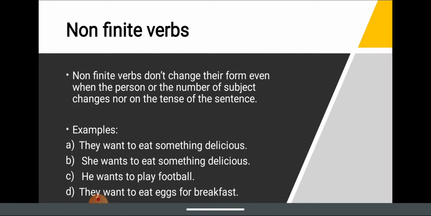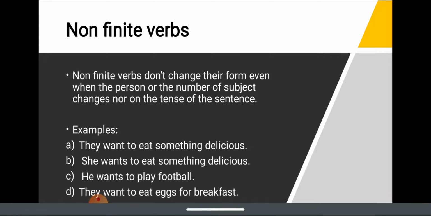Now come the non-finite verbs. Non-finite verbs don't change their form even when the person or the number of the subject changes, nor with the tense of the sentence. For example, they want to eat something delicious. She wants to eat something delicious. He wants to play football. They want to eat for breakfast.